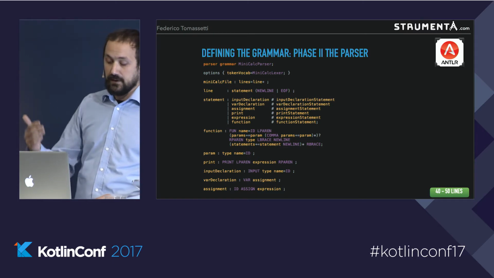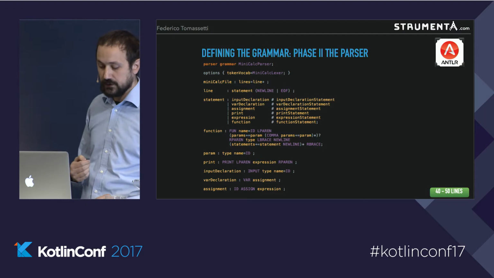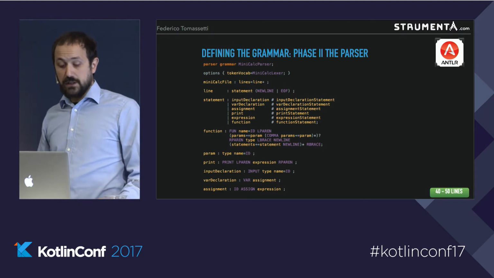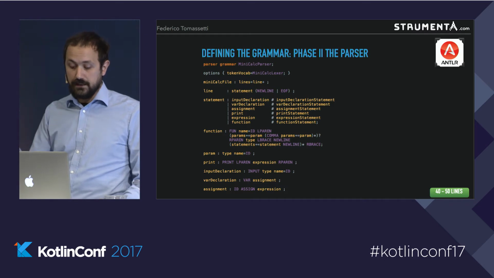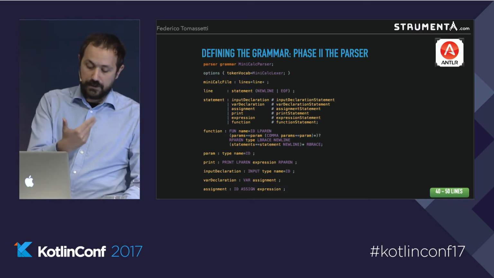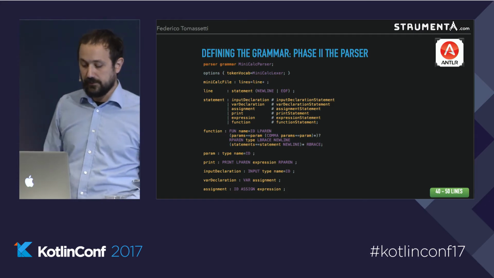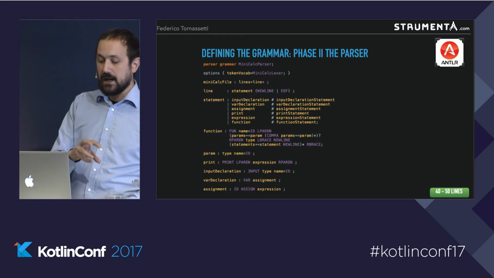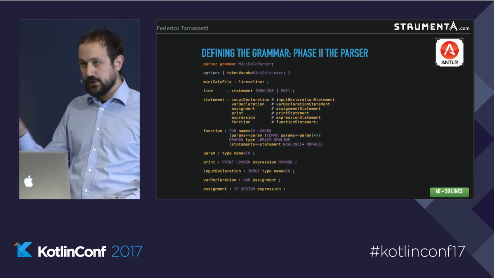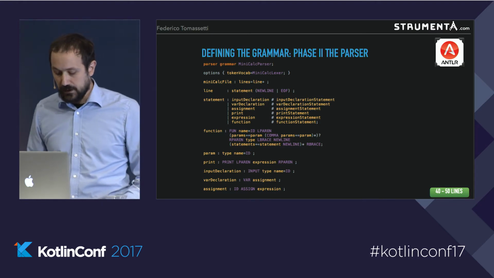A statement can be of different types: an input declaration, variable declaration, assignment, and so on. A function declaration is the keyword fun, followed by an identifier that plays the role of the name of the function, and between parentheses I have the parameters definition. So you can see that I define constructs in terms of other constructs or single tokens. It's quite intuitive, I think.